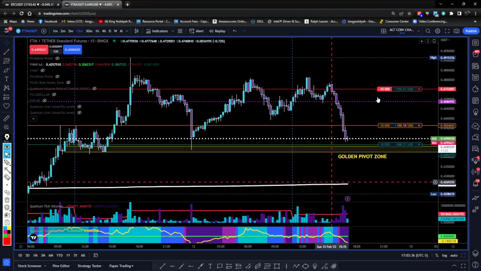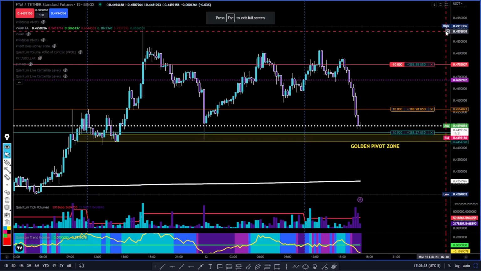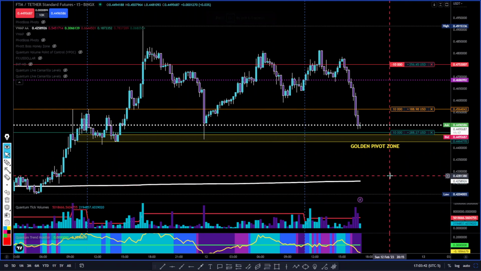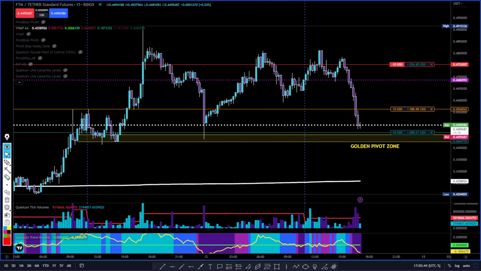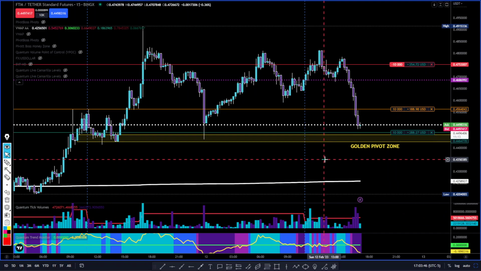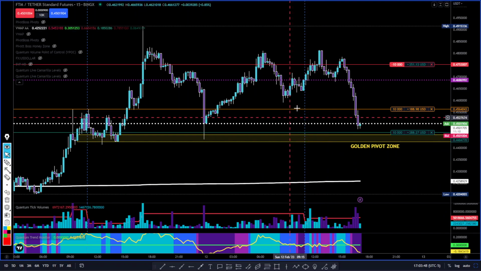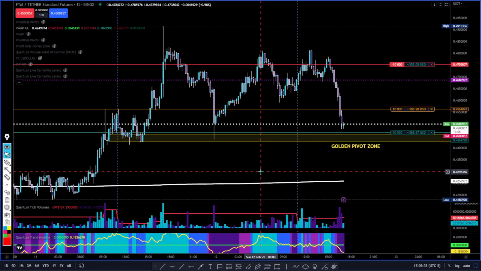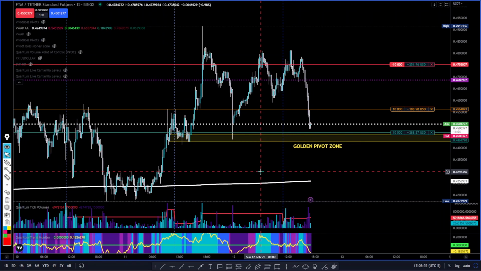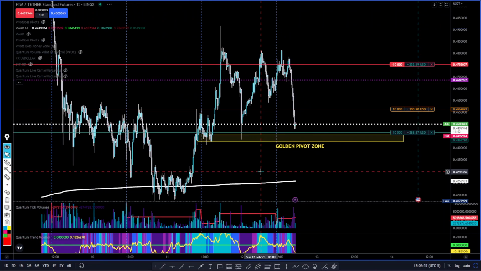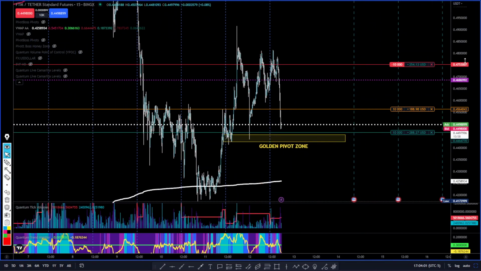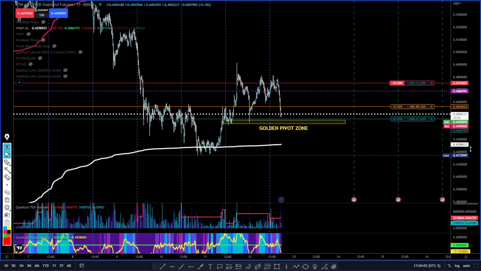All right, so this is the FTM 5-minute chart. The date today is the 12th of February. It's approximately 4 minutes past 5. So let's see here, right? Let's get a little context first. Let's talk about the trend.